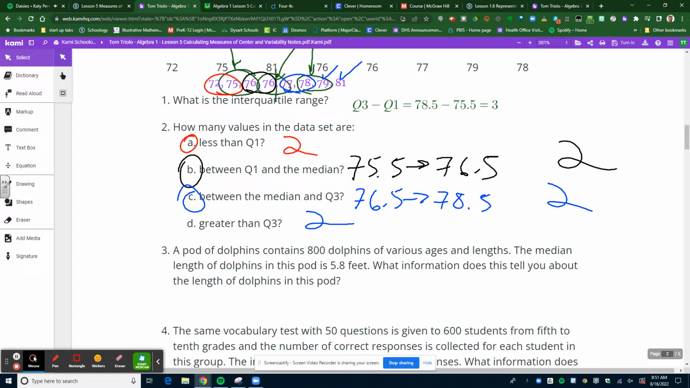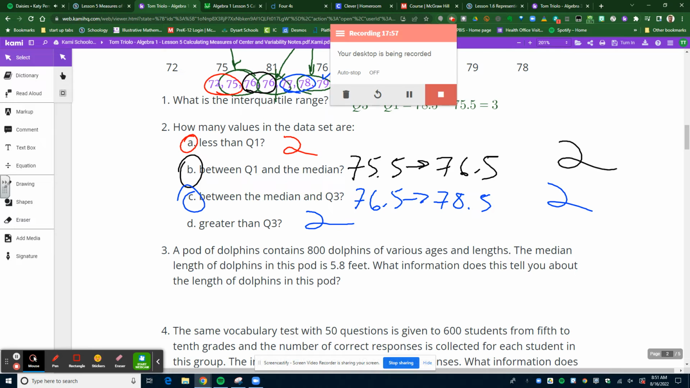Anyway, all right, so 800 dolphins of various ages and lengths. The median is 5.8 feet. What information does this tell you about the length of dolphins in this pod? So take just a minute. Okay. So the median is 5.8 feet. Just give me a sentence. What does that tell you about the length of the dolphins in this pod? You don't have to take too long.